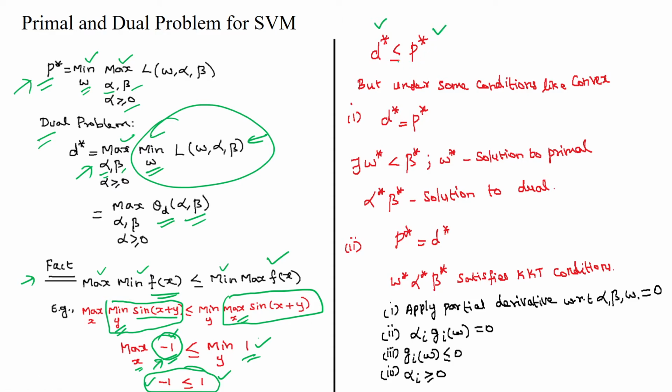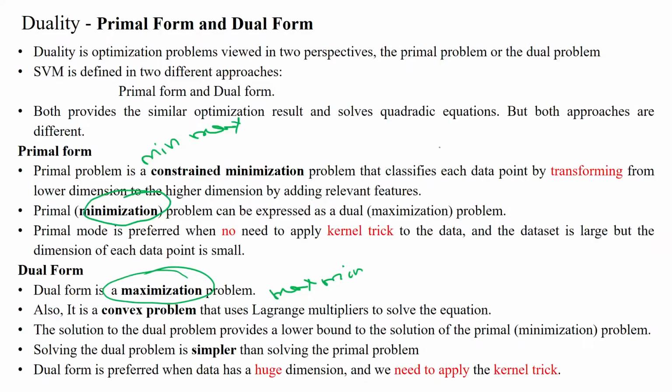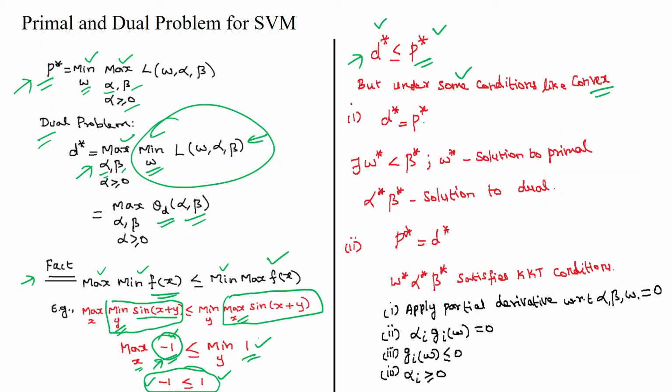So we can derive the primal problem from the dual problem. Both will give you the same result, but under some conditions, like a convex problem. Here the dual problem is a convex problem, which uses Lagrange multipliers. So based upon conditions like convexity, the dual problem solution is always less than or equal to the primal problem solution.